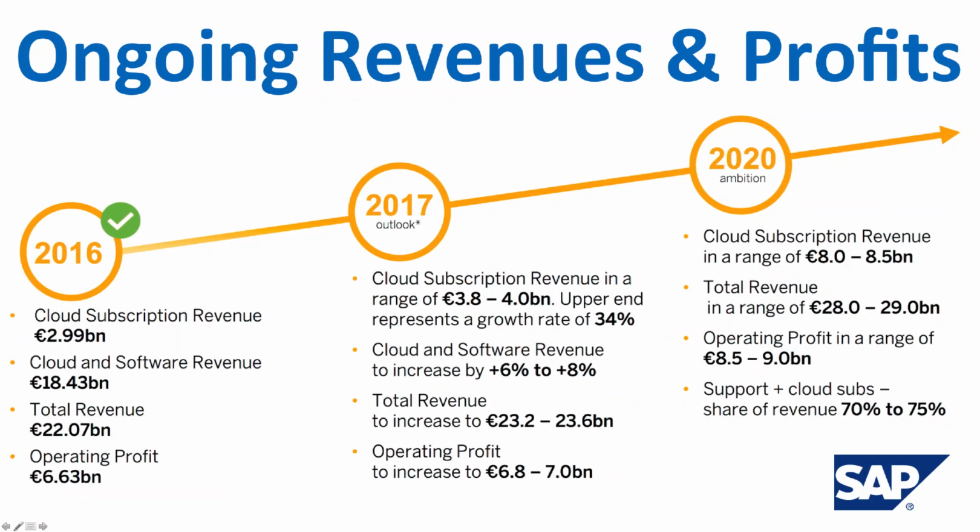Ongoing revenue targets. So by 2020 they plan to have total revenue of anything up to about 29 billion euros, with 8 to 8.5 billion euros worth of cloud subscriptions, which they are well on track to reach. Operating profit in the region of 8.5 to 9 billion euros. So a very positive story on the expansion front in that regard.